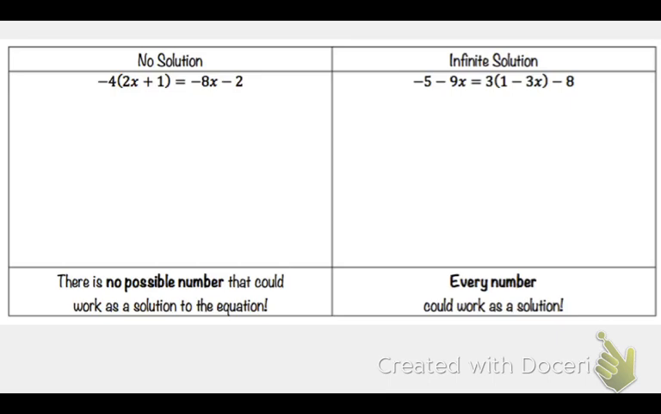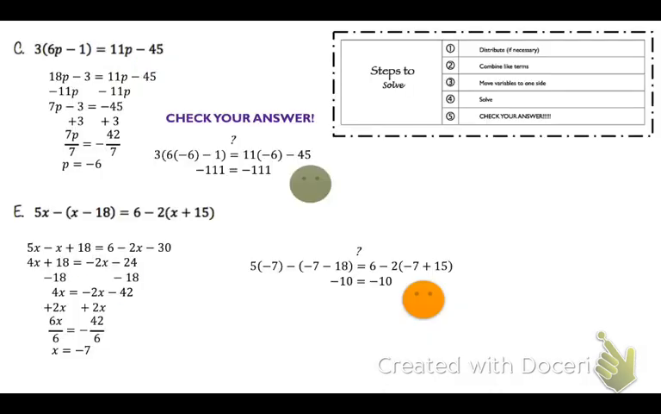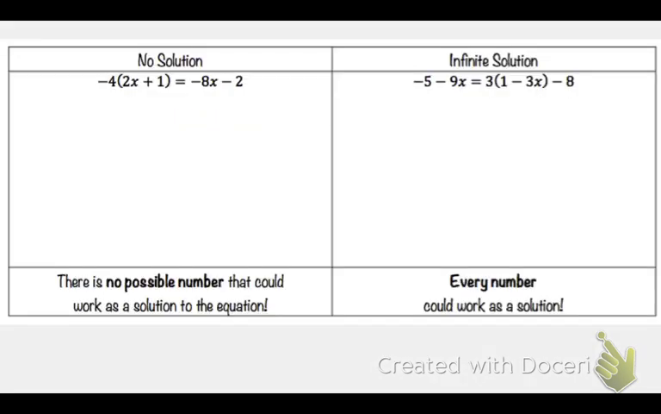Let's just go over these last two things. So there are three possibilities for your answer. You're either going to end up with an x equals or a p equals or whatever it may be, some real answer. Or you're going to have no solution or infinitely many solutions. Okay, so let's just go through and see the difference here.